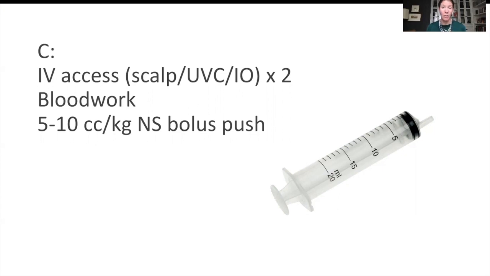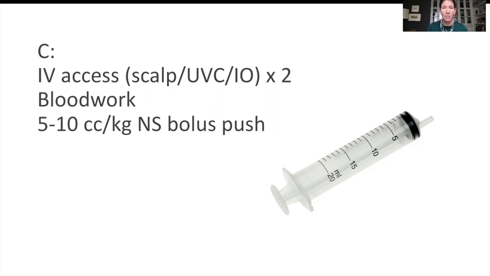And I think people often forget about the scalp veins. When a baby's peripherally shut down, a scalp vein can sometimes be an easier place to get a peripheral IV. Okay, so don't forget the scalp. If you do end up doing an IO in this age group, remember that the cortex of the bone is very thin, so you need to anchor really carefully and secure that IO. If you can get some blood work, that's fantastic. So send off a CBC, blood culture, glucose, a gas, lactate, lytes and extended lytes, whatever you can get.